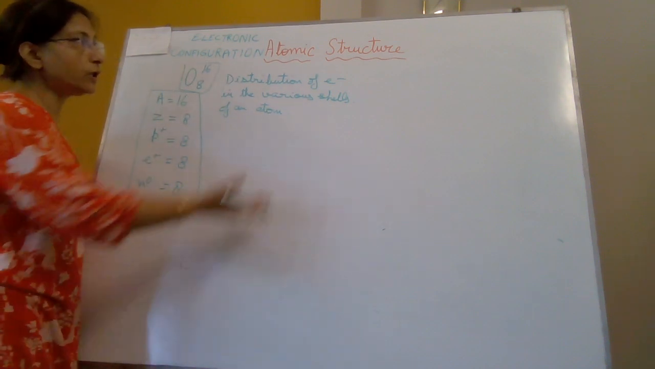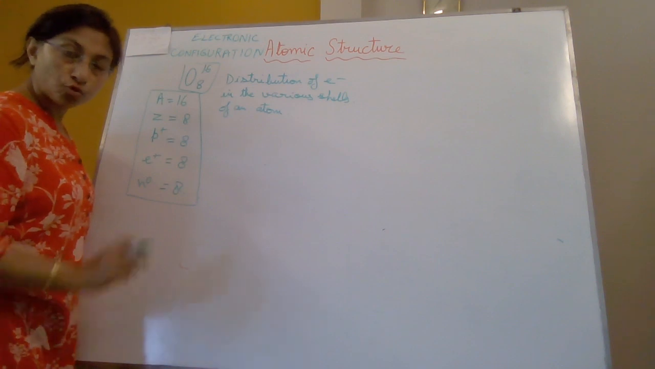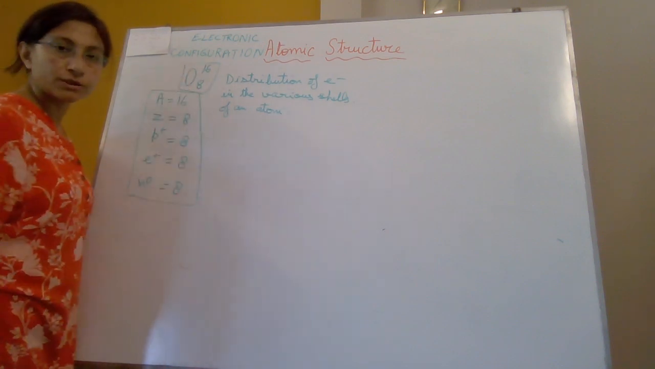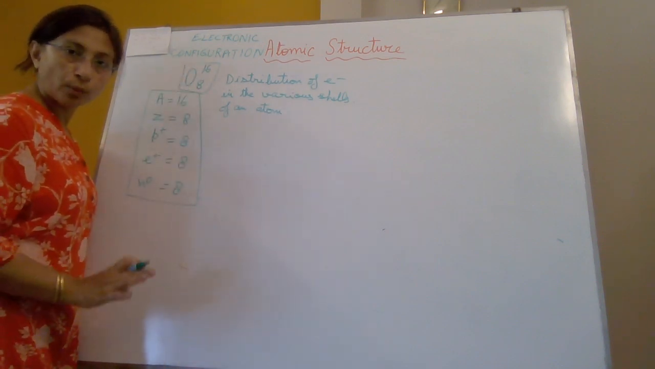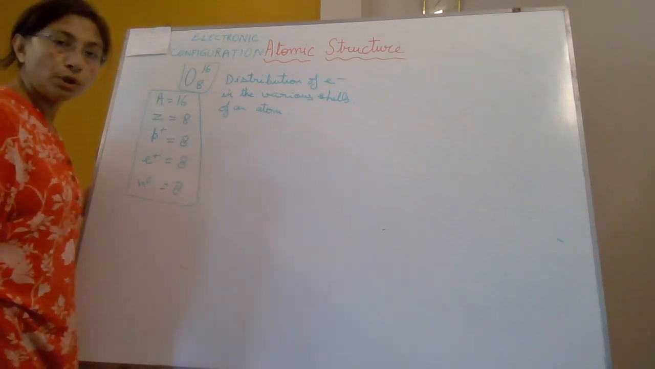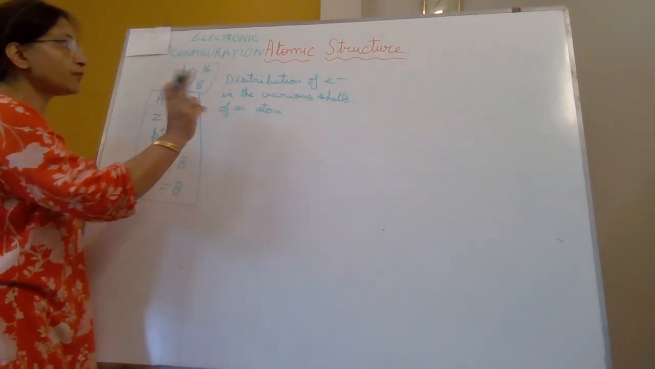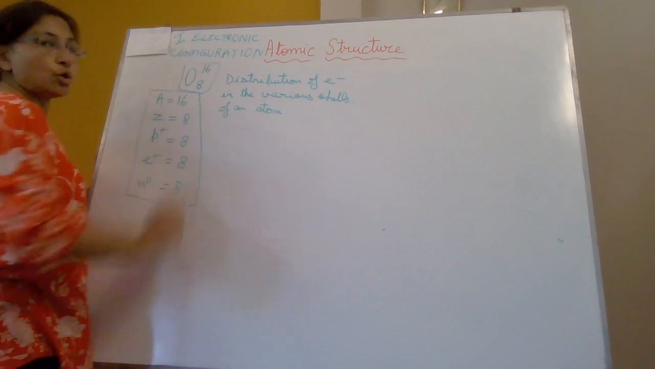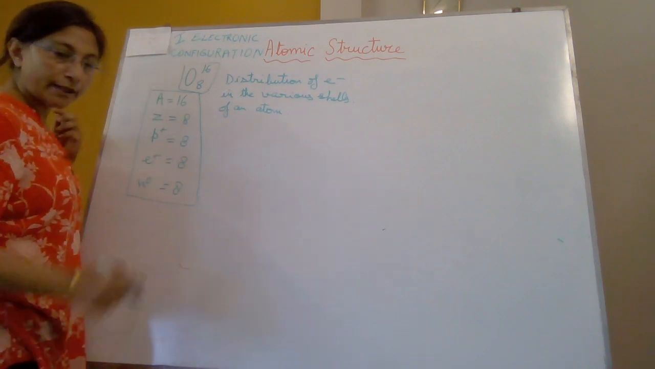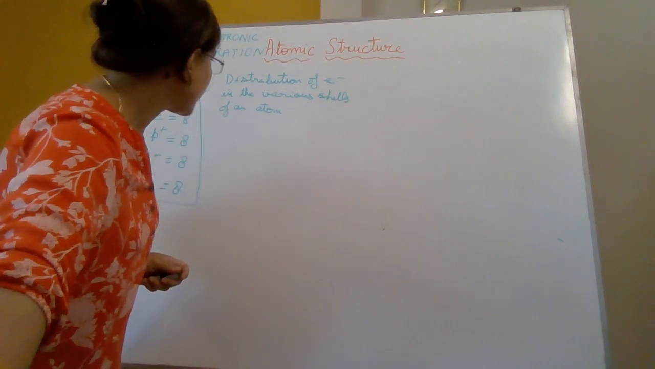Now, suppose you are given only this much piece of information and you are asked to draw the diagram of the atom. That is, draw the atomic structure of oxygen. This much is the only question you have got. How are you going to draw that structure? The first thing, find out the electronic configuration.